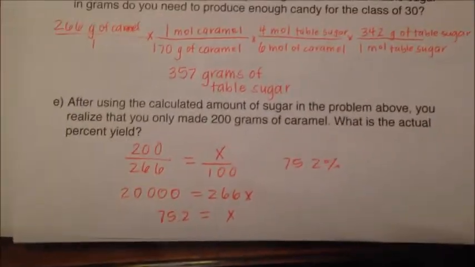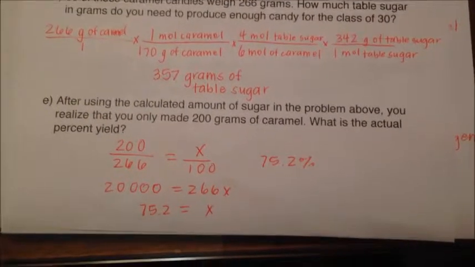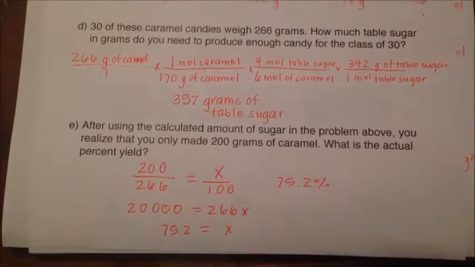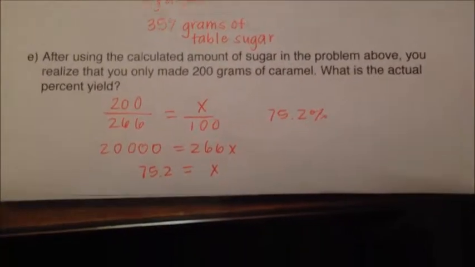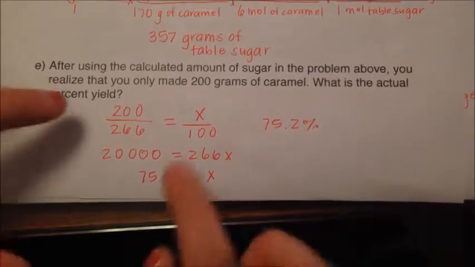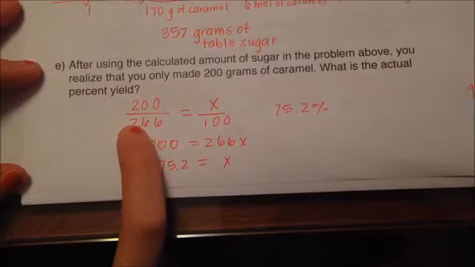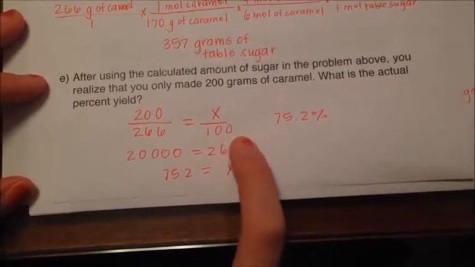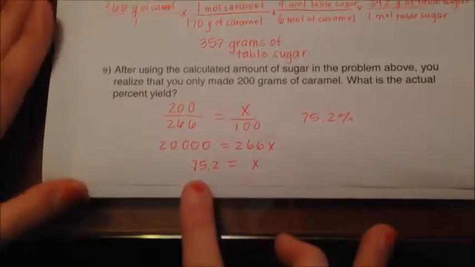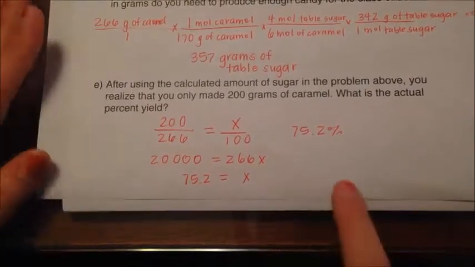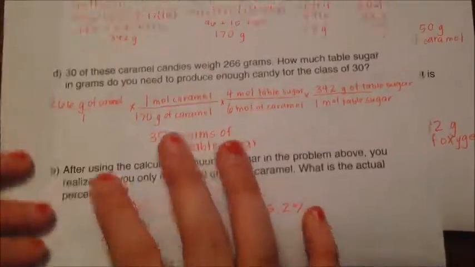Okay. After using the calculated amount of sugar in the problem above, you realize that you only made 200 grams of caramel. What is the actual percent yield? So, to solve this, you take the actual yield and divide by the theoretical yield. And that equals x over 100, so you can get a percent. And when you solve the problem, then you get 75.2. So the actual percent yield is 75.2%.